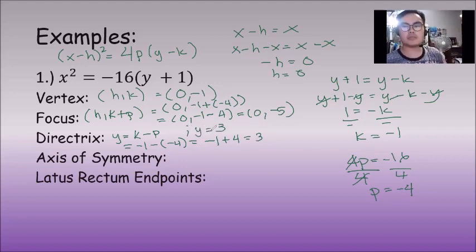In order to get the axis of symmetry, since this is vertical, it intersects the focus and the vertex. What we're going to do is get the value of x from the vertex. So our x is equal to 0. So that is the axis of symmetry.